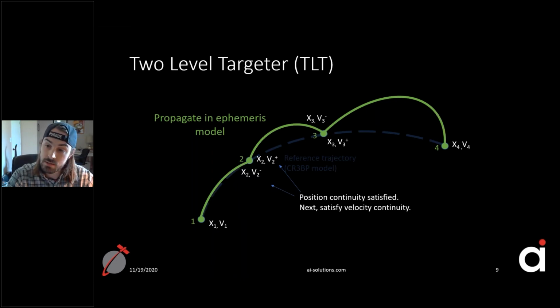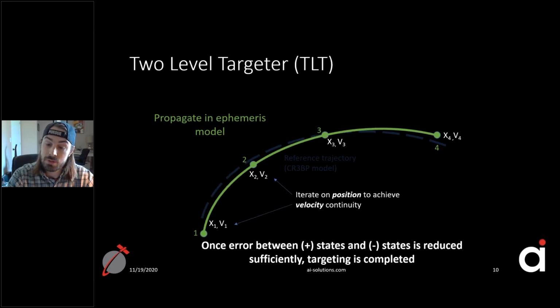And what that looks like is here, but now it's clear that we don't have velocity continuity. We don't necessarily want to do delta Vs every time we hit one of these nodes. So we run another process to update our position in order to achieve velocity continuity. Basically, we bounce back between these two processes in order to get a fully continuous trajectory, while maintaining the original geometry that we found in our low fidelity three-body model.